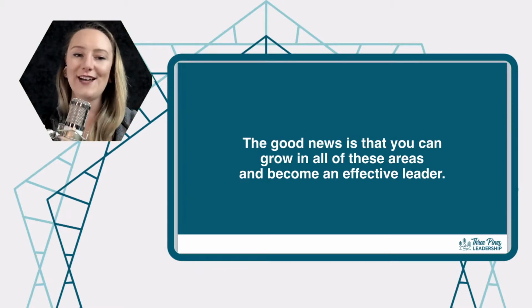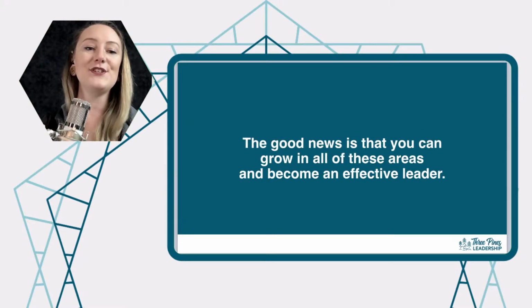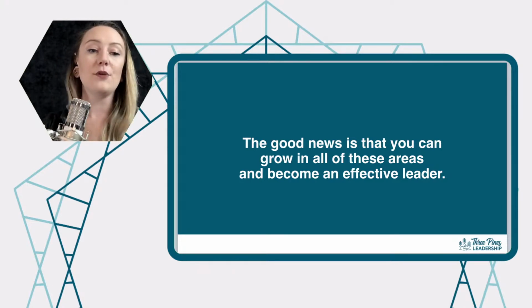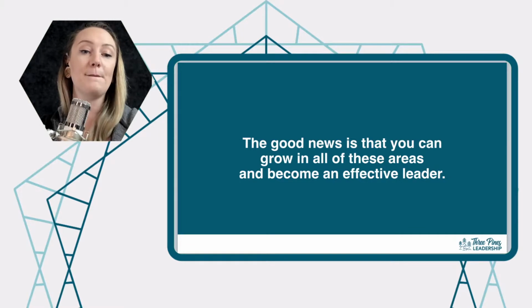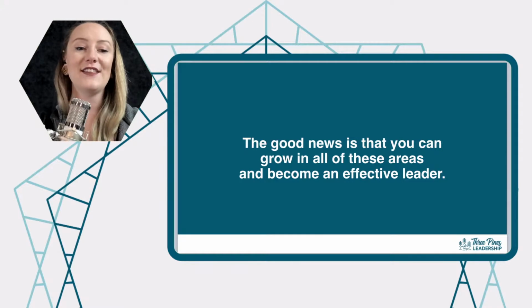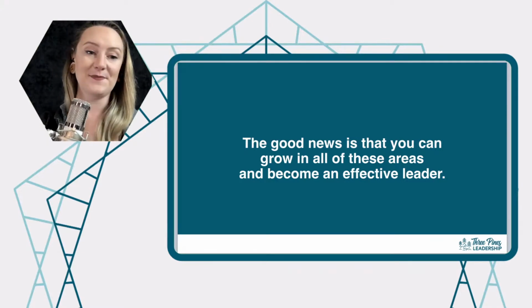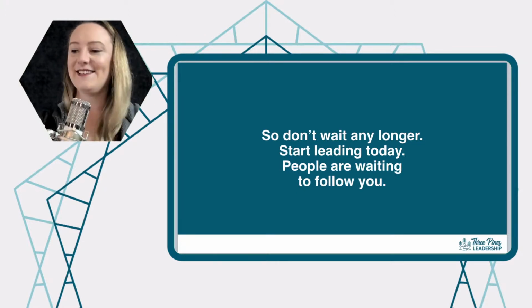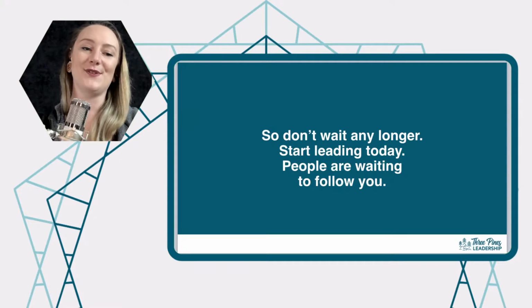We covered a lot of ground in this workshop. The good news is that you can grow from all of these areas. You can become an effective leader. The more you focus on growing in these areas, the better you'll become as a leader, and the more people will want to follow you. As more people follow you, you'll have more opportunities to grow as a leader. It's a powerful cycle that can cause you to grow by leaps and bounds. So don't wait any longer. Start leading today. People are waiting to follow you.